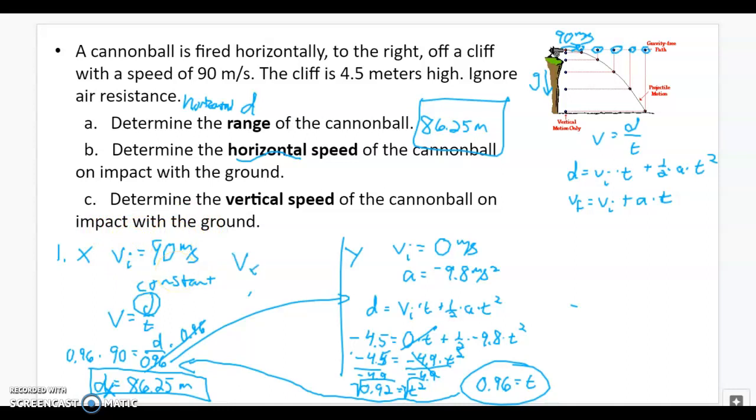Well, hot diggity dang. My horizontal speed is just equal to 90 meters per second. So I label it Vx. I didn't have to do an equation for it. I can just write 90 meters per second for this answer. Yay! But now it says determine the vertical speed of the cannonball on impact with the ground.